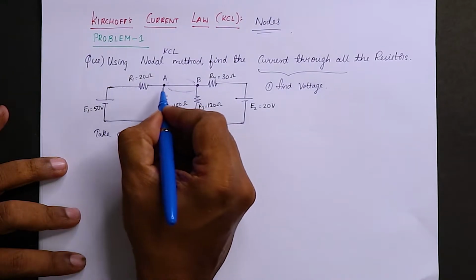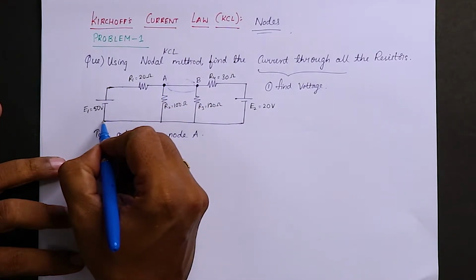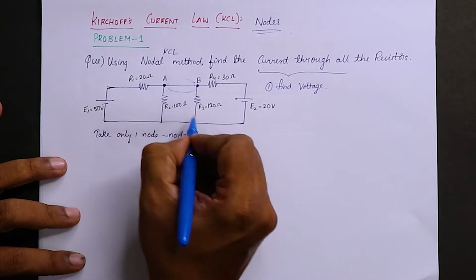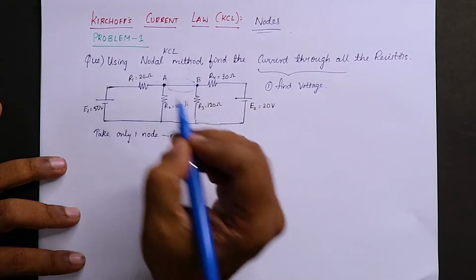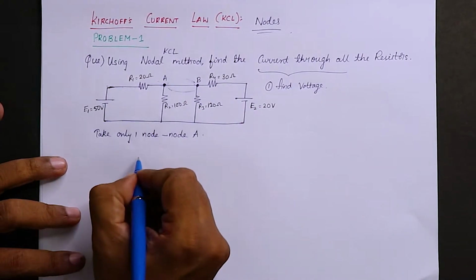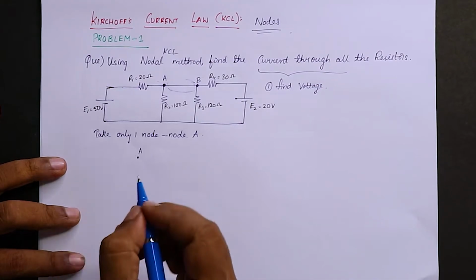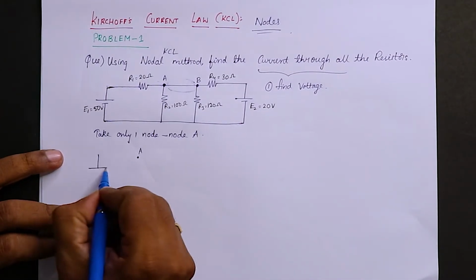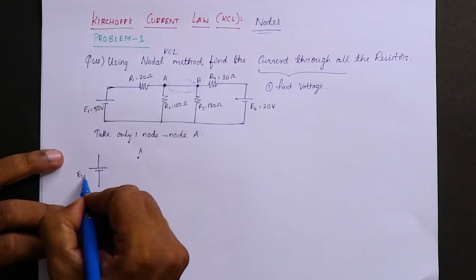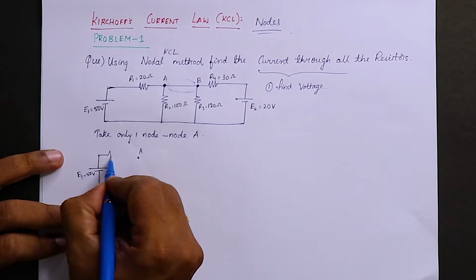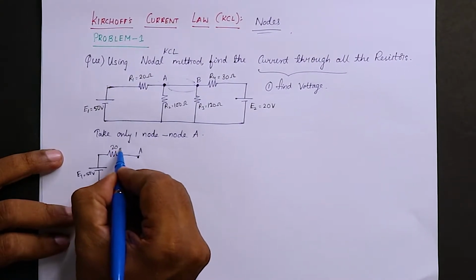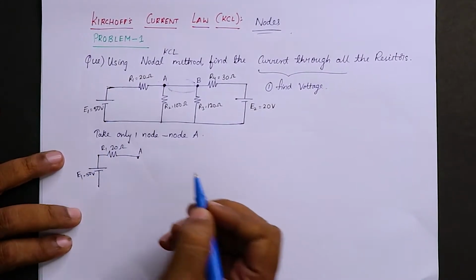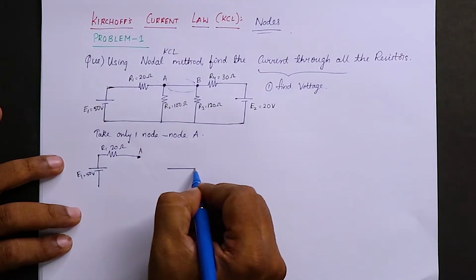So here how many branches are meeting? I can see here this is 1, 2, 3 and 4. Okay, let me draw all those. So let me take A here. Okay, the first branch is this. E1 is equal to 50 volts, and this is the branch which is meeting, this is 20 ohms, R1. Okay, this is the first branch.